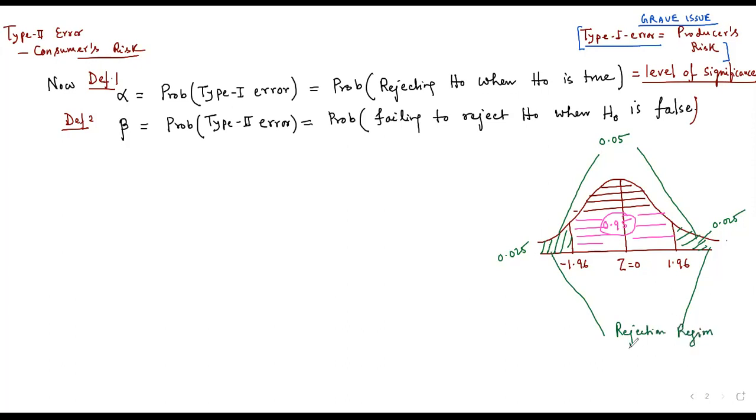Sometimes it is also called the critical region. And the region with probability 0.95 is called the acceptance region. So the critical region and the acceptance region are complementary to one another. Remember the definition of level of significance: it is the probability of committing the type 1 error.